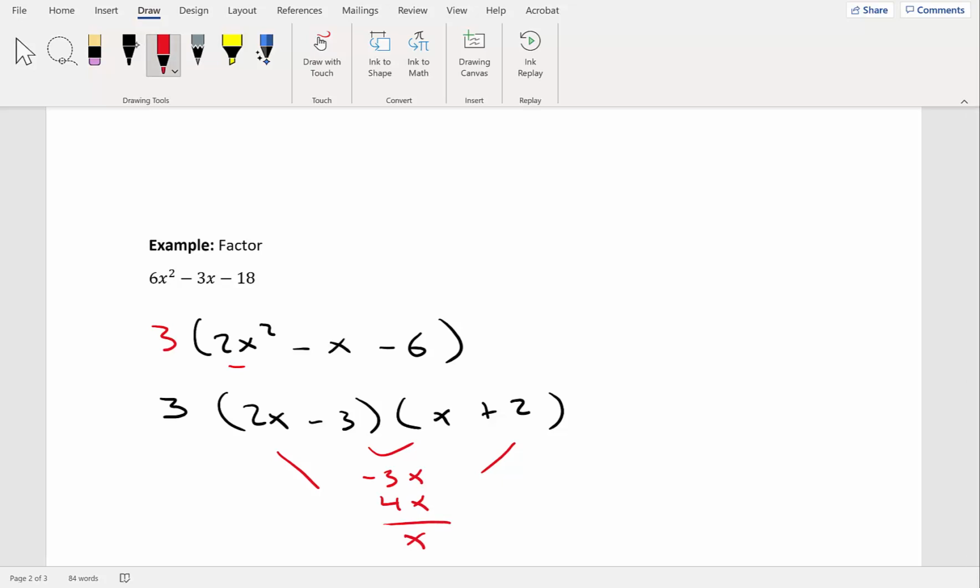We want -x. So what I can do to fix this is change this to +3, and change this one to -2. Now let's see if we get the right middle term. If I multiply the inside together, I get +3x. Multiply the outsides, I get -4x. And if I combine these, I get -x, which is exactly the middle term I wanted. So that means that this is the correct factorization.